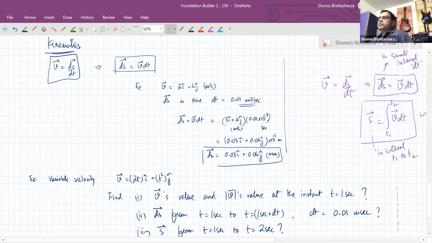So understood the difference between the two things now. Now this example will make it even more clear. So just try this out. Then we'll come back to our circular motion example. But since you have asked this question, I would like to make this 100% clear: how we relate the instantaneous displacement ds in a very small time dt with the instantaneous velocity v.